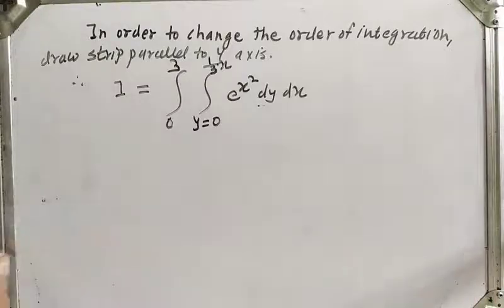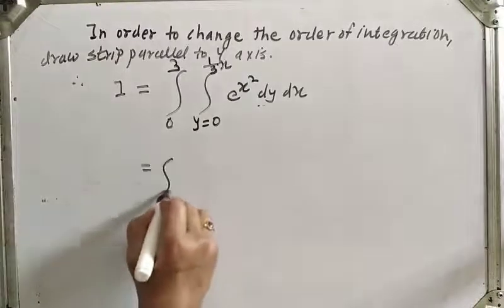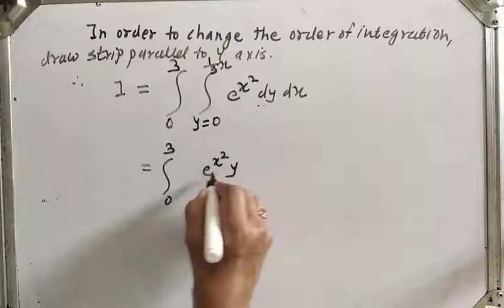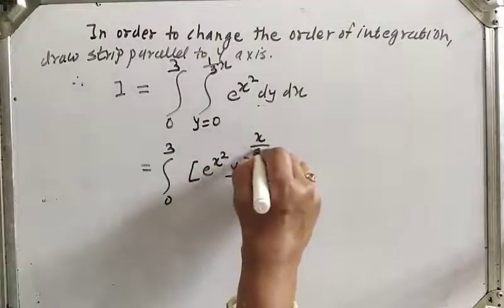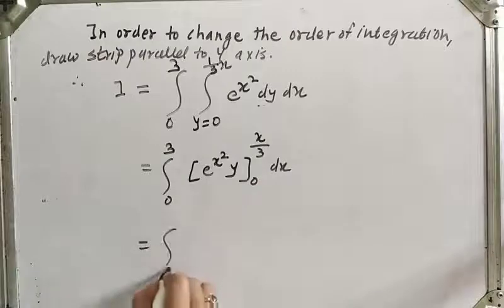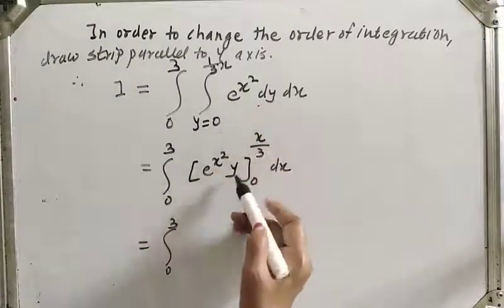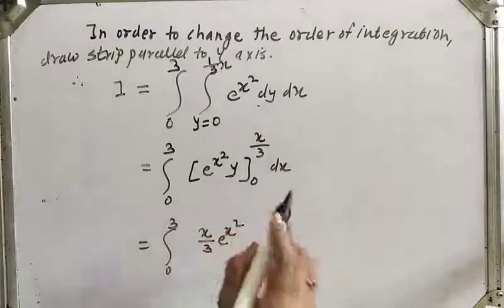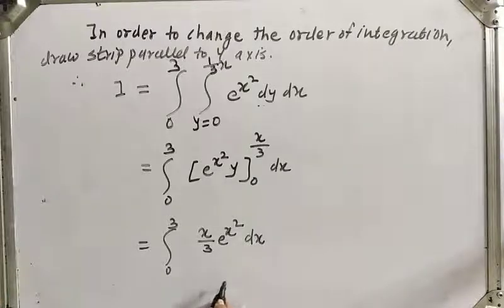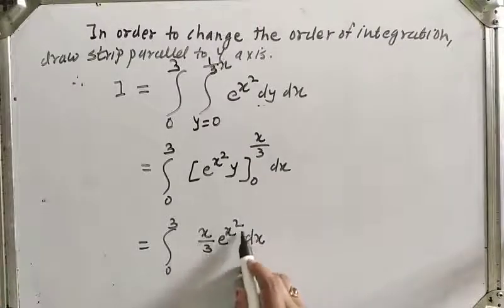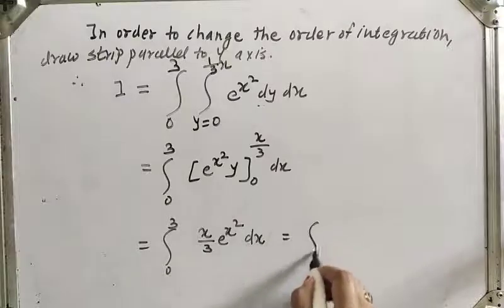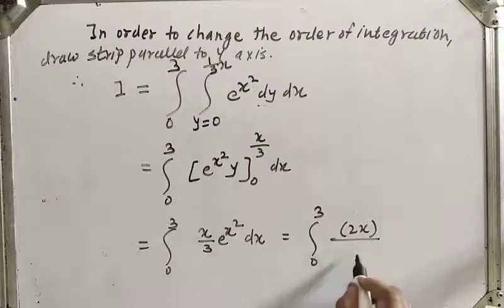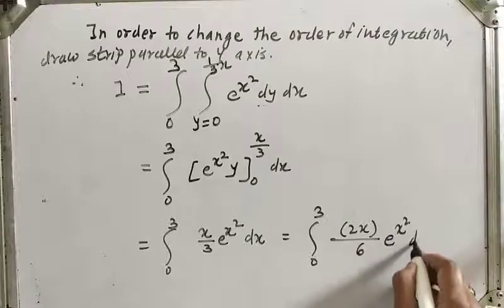Okay, so let us solve. That is integration 0 to 3, integration with respect to y, e raised to x square constant, integration of dy is y, with limits 0 to x by 3 dx. So apply limit to y, so that will be x by 3 e raised to x square minus 0 into dx. Now you can see it is e raised to x square. Derivative of x square is 2x. So we can adjust 2x here, integration 0 to 3, 2x, to cancel this 2 we need to divide by 2, so it will be 1 by 6 e raised to x square dx.